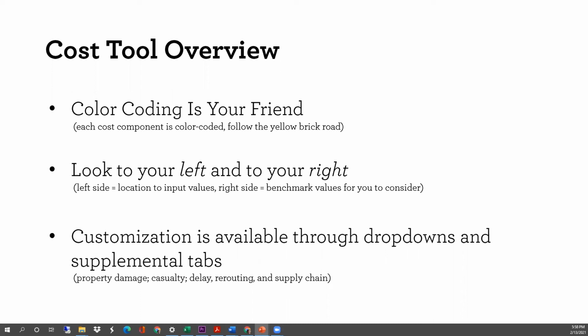Don't forget to look to your left and to look to your right. The left side of the tool provides areas where you can input values, where the right side of the tool provides benchmark values for you to consider while you are adding these values. Finally, customization is available through drop-down menus as well as supporting tabs in the workbook. Supplementary tabs are available for estimating property damage, casualties, and delay and rerouting and supply chain cost elements.